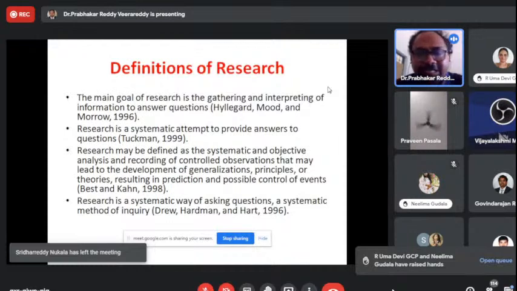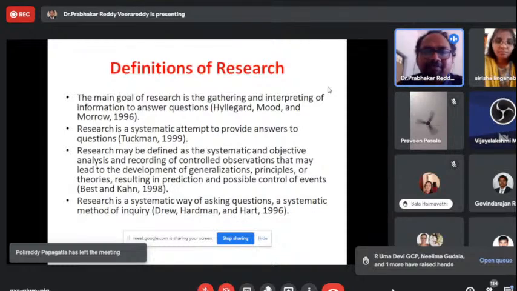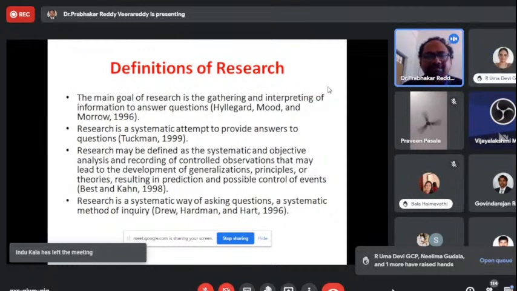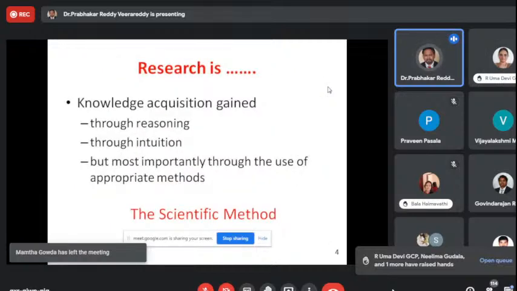So if you go to Google and type the research meaning, you will get a lot of definitions. Here I am taking very normal definitions. The main goal of research is the gathering and interpreting of information to answer questions. Research is a systematic attempt to provide answers to questions. Research may be defined as a systematic and objective analysis and recording of observations that may lead to the development of generalized principles or theories, resulting in prediction of possible events. And research is a systematic way of asking questions, a systematic method of inquiry. So a few definitions I taken from Google.